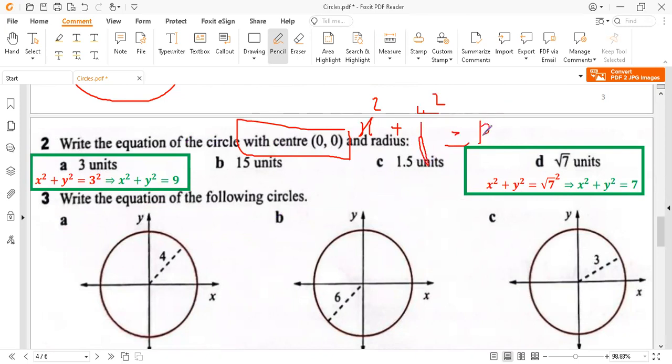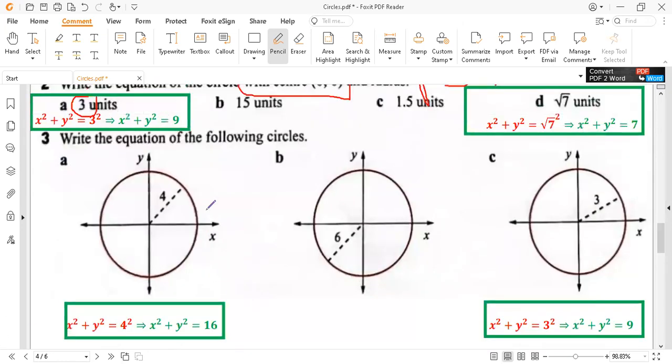Equal to r squared. Okay. So normally x squared plus y squared equals r squared. When 3 is our radius, 3 squared is 9. So x squared plus y squared equals 9, and so on. Easy.